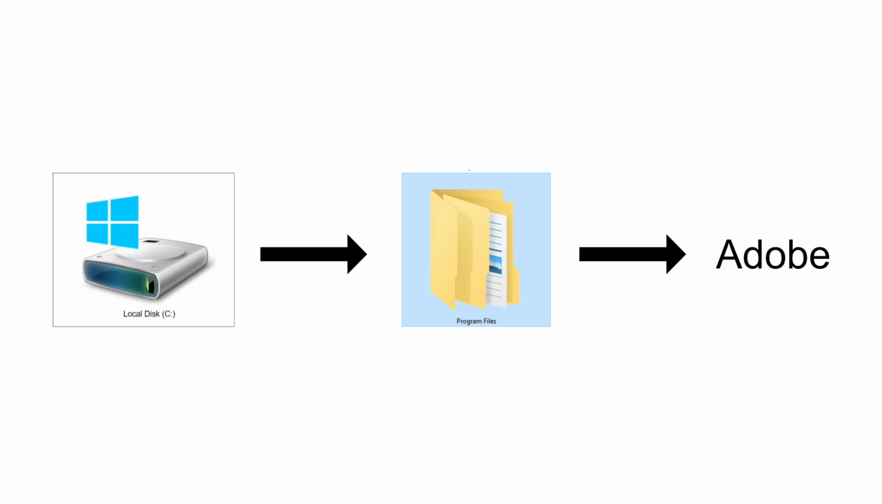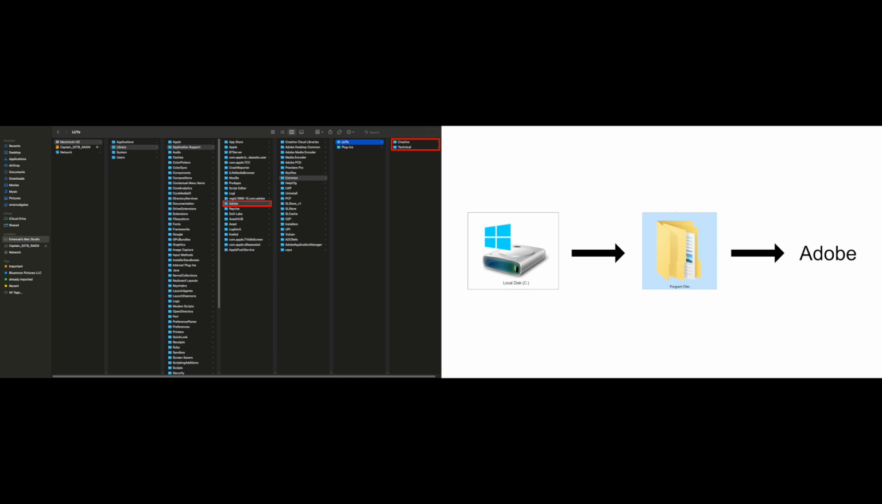On a PC running Microsoft Windows as the operating system, the main Adobe folder is usually located on the local disk C drive, inside the Program Files folder. As long as you have Adobe programs, including Premiere Pro, installed on your computer in the normal way, these are the places to look for the main Adobe folder, whether you're on Mac or PC.